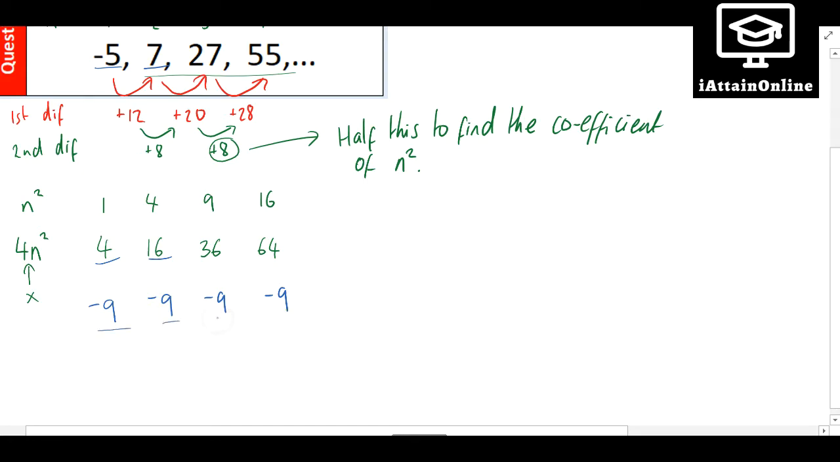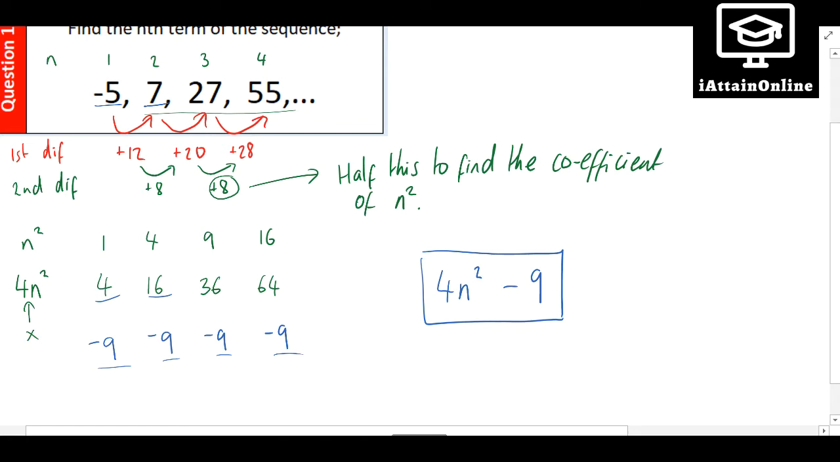These numbers are all the same. So because those numbers are all the same, this one's a relatively straightforward one. My nth term rule is just going to be 4n squared, take away 9. And you could always check this in the original sequence as well. So when n is 1, 4 lots of 1 squared, so 1 times 1 would be 1, times that by 4 is 4, then we take away 9, and that gives me my -5. So that one works nicely.